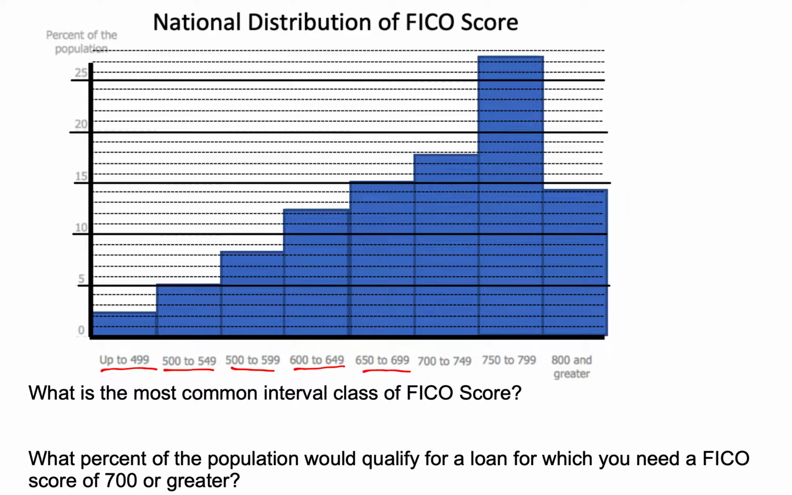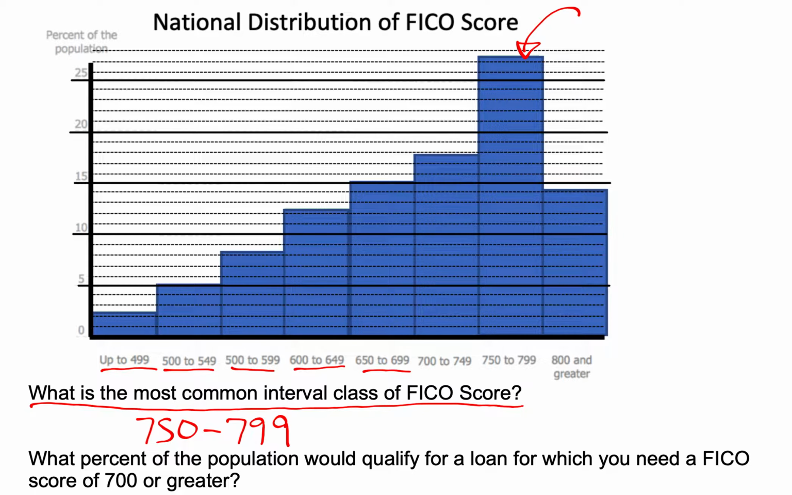So right here, first question, what's the most common interval class of FICO score? Most common class would be the class that has the most in it, which is definitely this bar, which represents people having a credit score between 750 and 799.